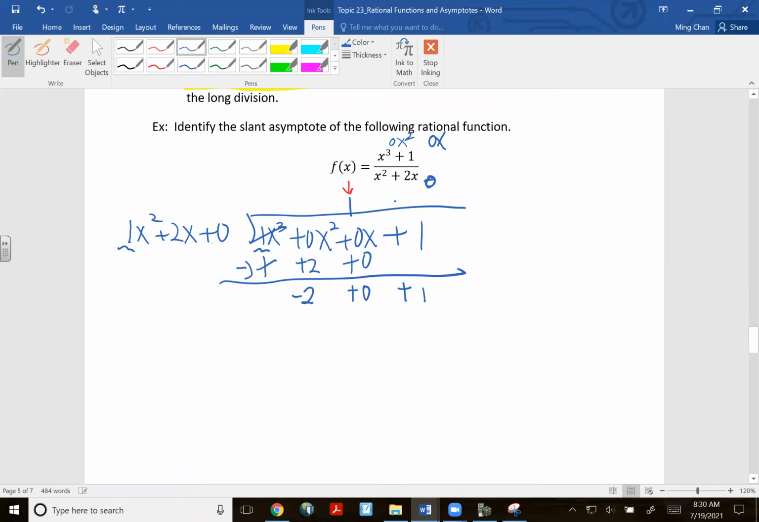1 going into negative 2 is negative 2 times. Negative 2 times 1 is negative 2. Negative 2 times positive 2 is negative 4. Negative 2 times 0 is 0. Once I subtract, the first term should cancel out. 0 subtract negative 4 is positive 4. 1 subtract 0 is positive 1.